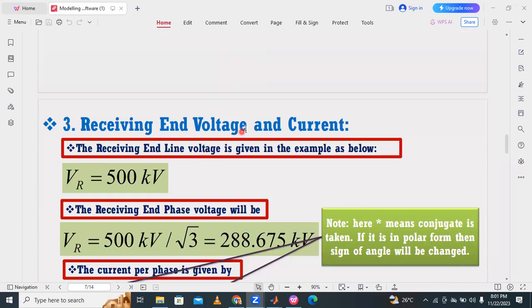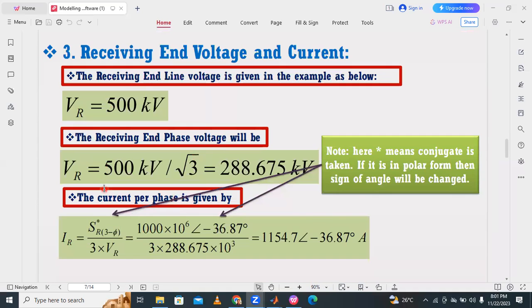Then coming to the receiving end voltage and current. So the receiving end voltage is given as 500 kV. According to this data, the receiving end voltage VR is equal to 500 kV. So the receiving end phase voltage will be V phase is equal to VL by root 3, where VL is called line voltage. The receiving end line voltage is 500 kV. Phase voltage is equal to VL by root 3, line voltage by root 3. 500 kV by root 3 is equal to 288.67 kV.